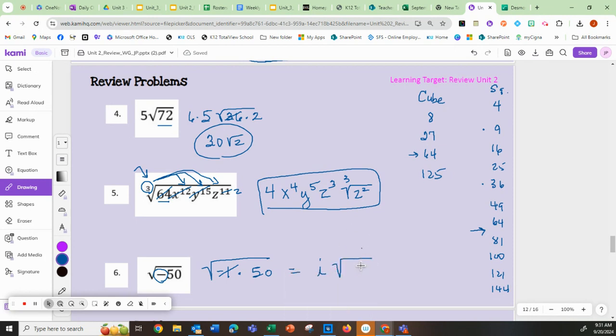50 is not a perfect square, but 25 will go into 50. So I want to rewrite 50 as 25 times 2. I want to take the square root of 25, which is 5. I want to bring it out and multiply it times that i. And my final answer is going to be 5i square root of 2.